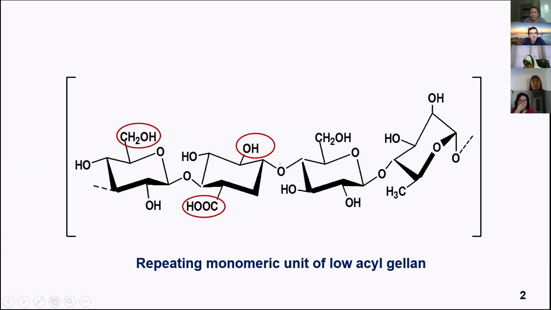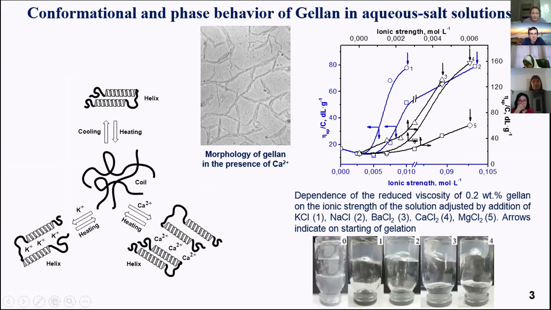It is commonly accepted that gellan exhibits a conformational change from a disordered state to an ordered state and a sol-gel phase transition in the presence of mono- and divalent cations. Here you can see the morphology of gellan in the presence of calcium cations. In this connection, we have studied the sol-gel phase transition of gellan in salt water solutions. We have found that the effectiveness of salts to enhance gelation changed in the following order.